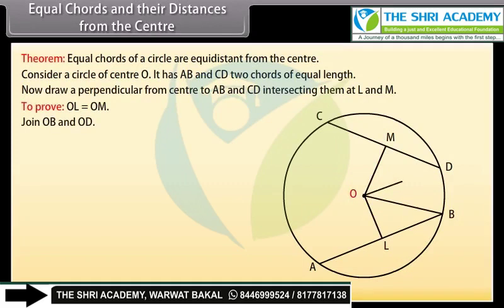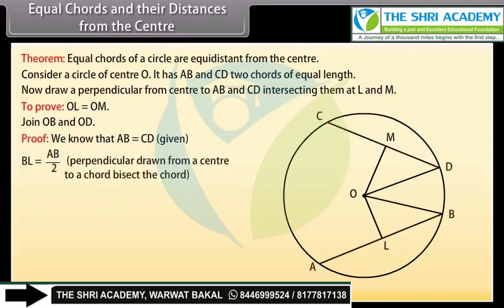Join OB and OD. We know that AB is equal to CD, given. BL is equal to AB upon 2, because the perpendicular drawn from the center to a chord bisects the chord. Similarly, DM is equal to CD upon 2. Therefore, BL is equal to DM.